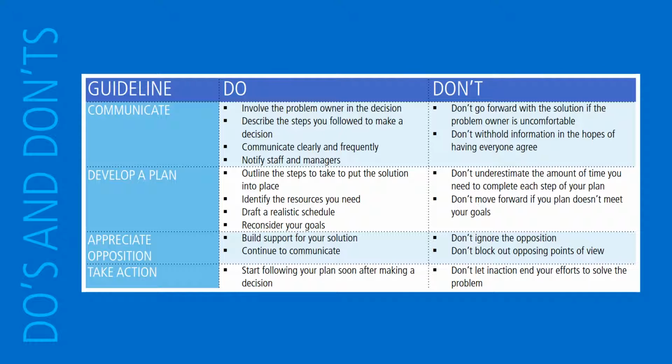First, communicate. Do involve problem owners and stakeholders in the decision, and don't go forward with the solution if the problem owner is uncomfortable. Develop a plan. Identify the resources you need and draft a reasonable schedule, but don't underestimate the amount of time you'll need to complete each step. Appreciate opposition. Do build support for your solution, and don't ignore your opposition. And finally, take action. Start following your plan soon after making a decision, but don't let inaction and your efforts stall the solving of a problem.